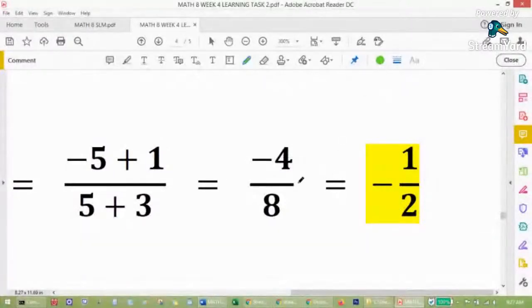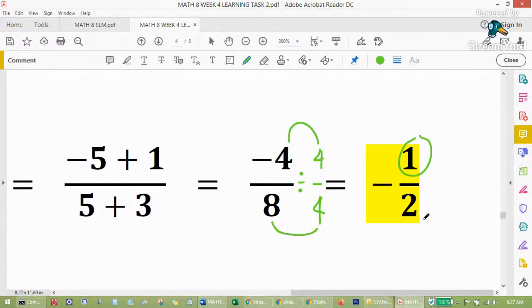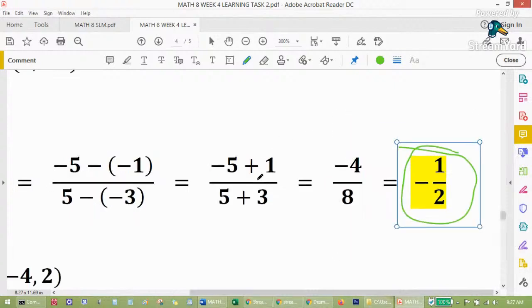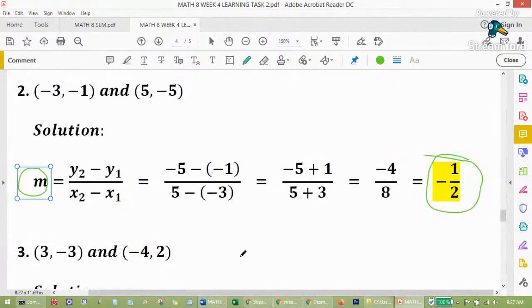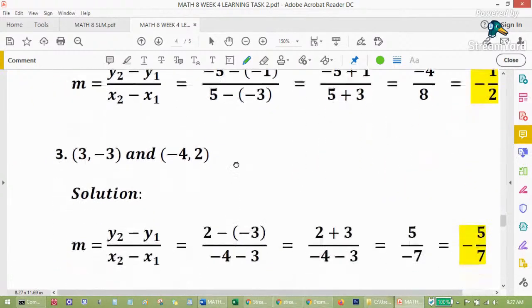Because we divide this by 4 over 4. The greatest common factor is 4, the biggest number that can divide both 4 and 8. So, 4 divided by 4 is 1, and 8 divided by 4 is 2. So, that's why the slope is equal to negative 1/2. That is the slope. Okay?